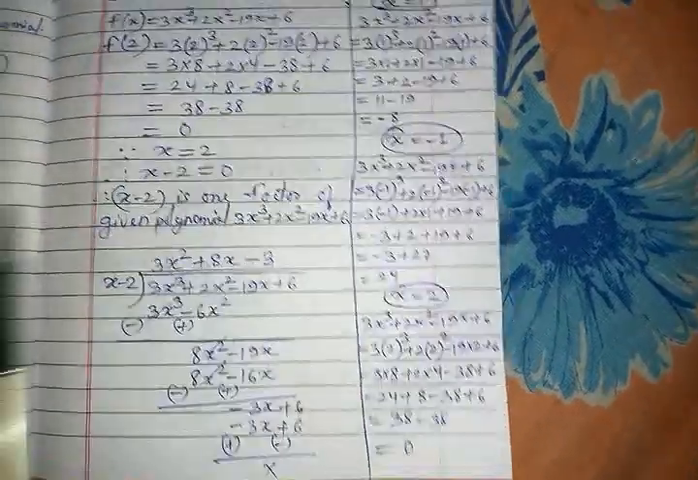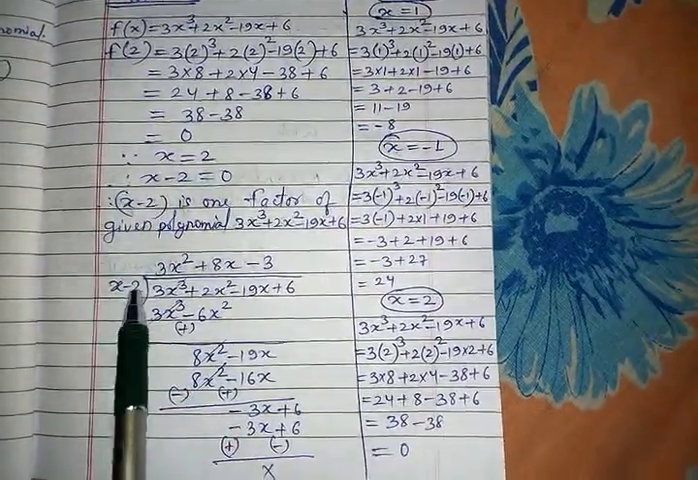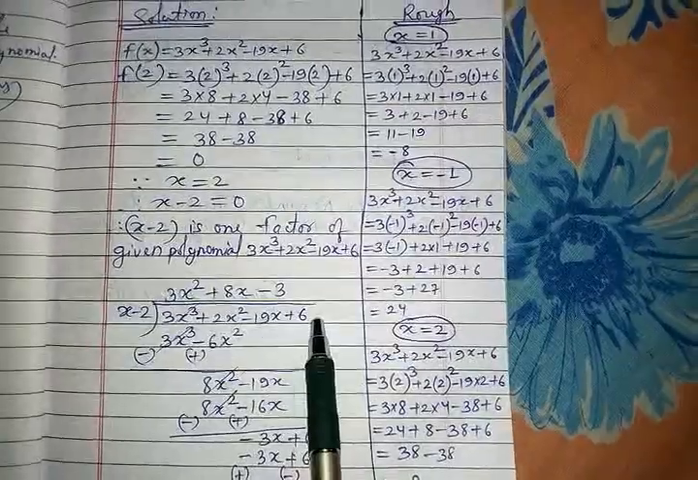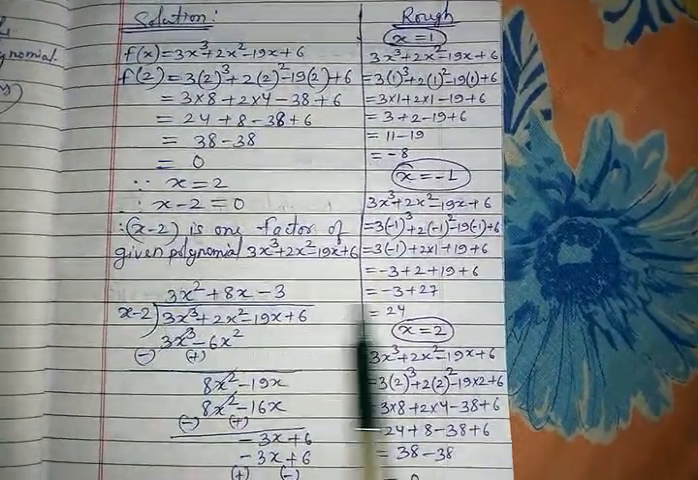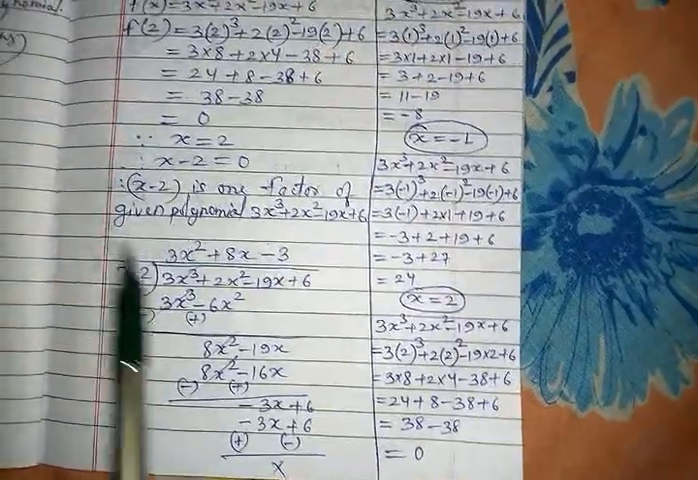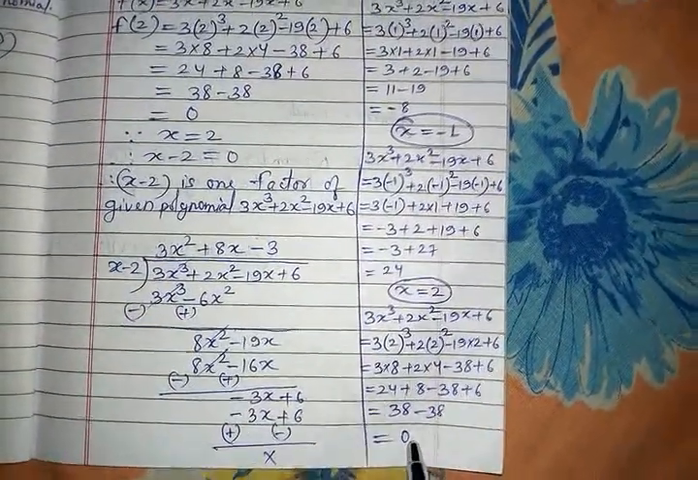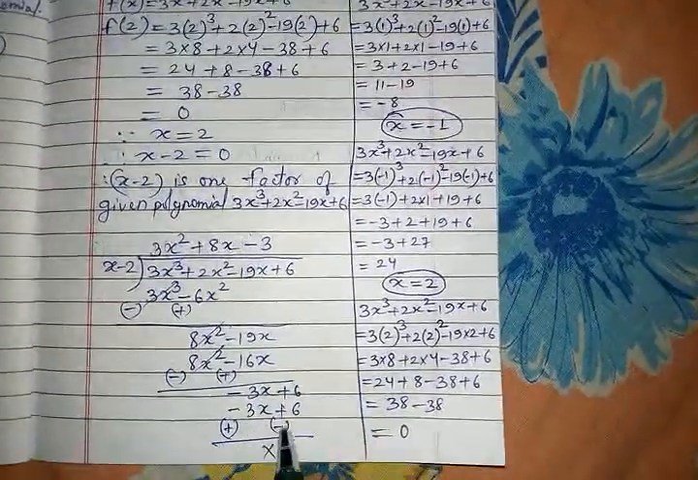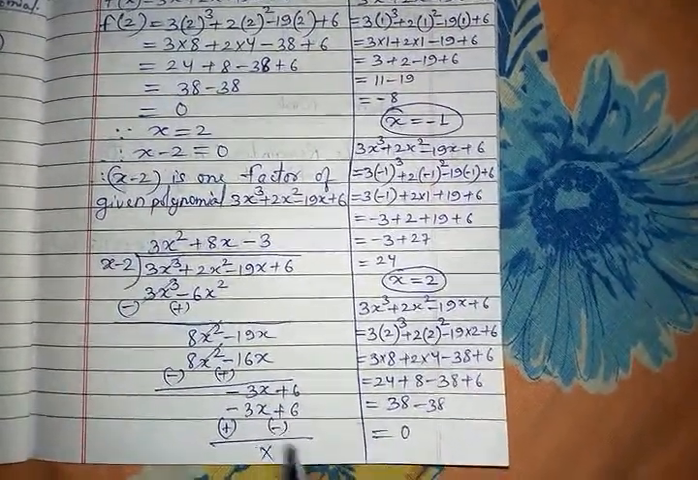Now next, what do you do? The same factor x minus 2, you put as the divisor and write the same expression inside and then divide it. And definitely the remainder will be 0, nothing, because you know x equal to 2 is giving 0. That means x minus 2 is a factor, and when you divide, the remainder will be 0.